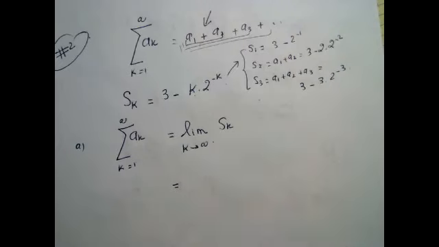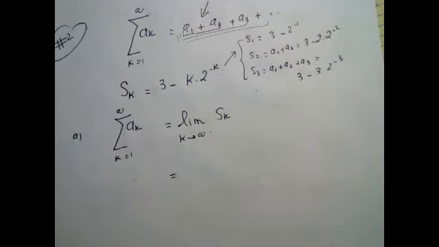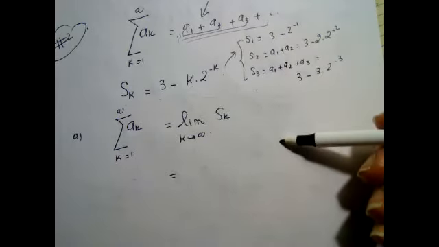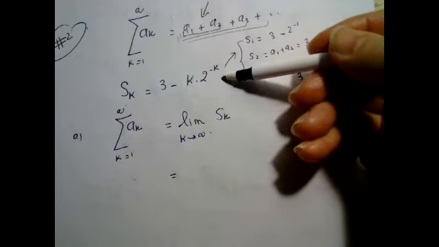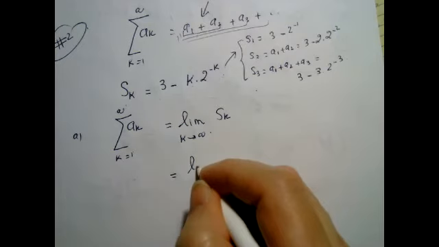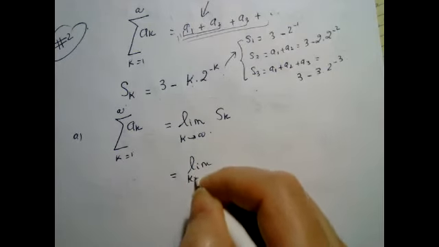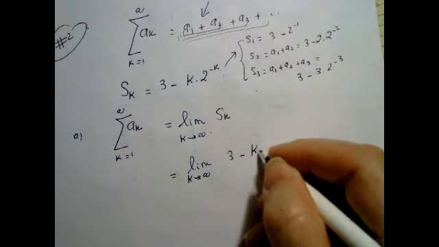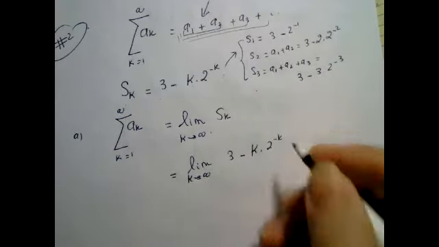Okay, so the problem is a little bit abstract, but the goal of it is to remind you that this sum is actually what happens to the partial sums. So if I give you the formula for the partial sums, you have to be able to give me the sum itself. So now let us evaluate the limit of 3 minus k times 2 to the minus k.